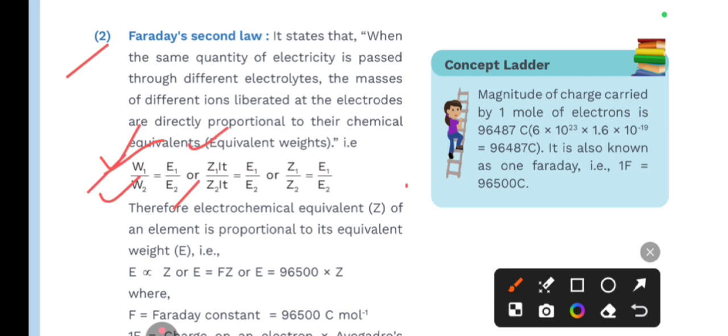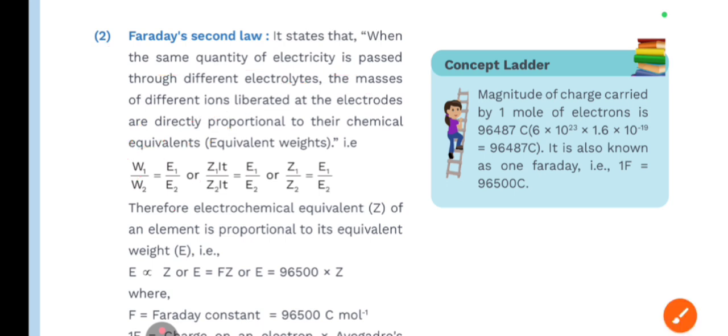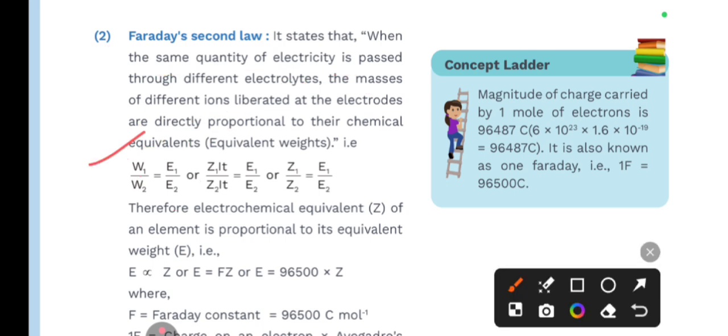So properly you can write this definition. When the same quantity of electricity is passed through different electrolytes, two electrolytes in two cells connected in series, then the masses of the different ions liberated at the electrodes are directly proportional to their chemical equivalents. So simply, the amount of substance deposited is proportional to their equivalent weight. So the electrochemical equivalent of an element is proportional to the equivalent weight.